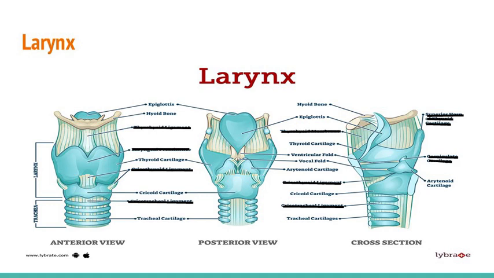Next, we have the larynx, and the primary function of the larynx is to protect the lower respiratory tract from aspirating food into the trachea while breathing. It also contains the vocal cords and functions as a voice box for producing sounds.